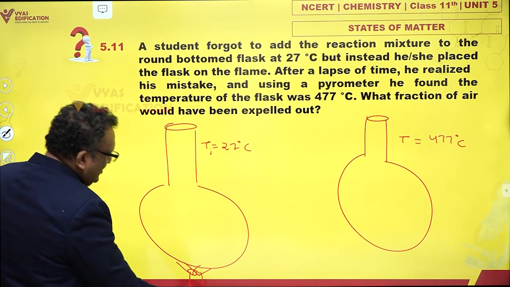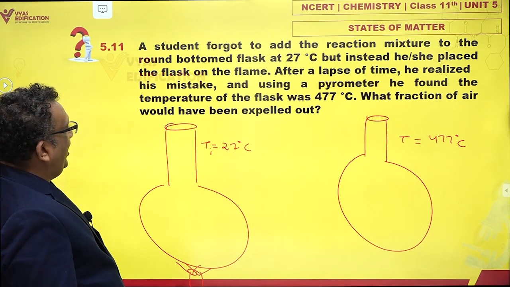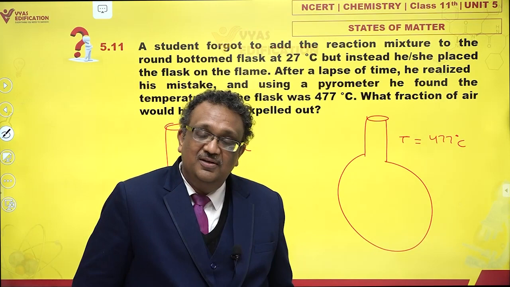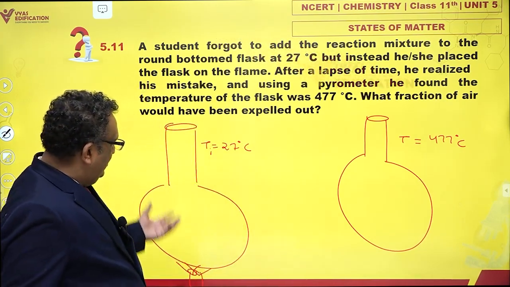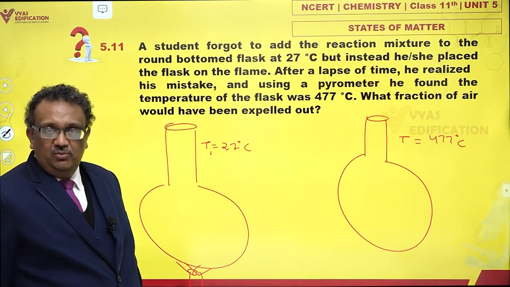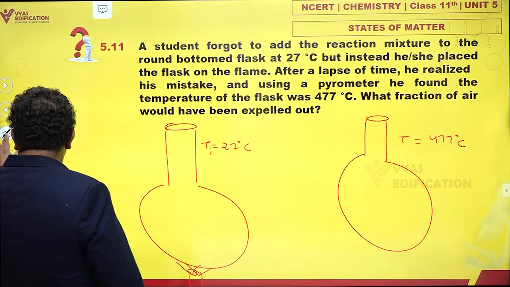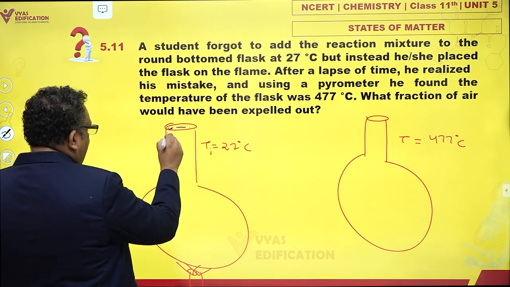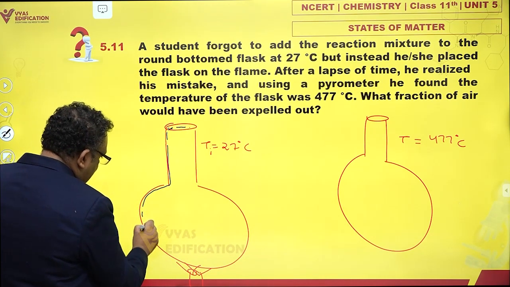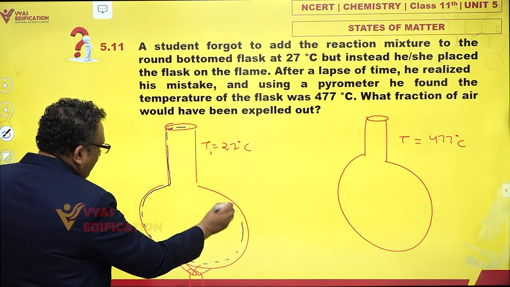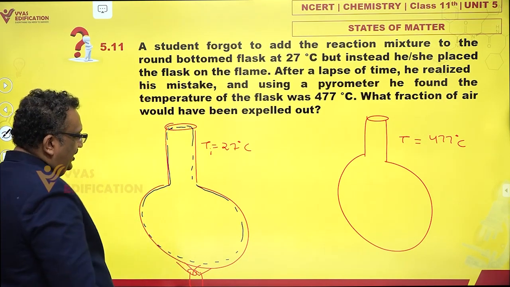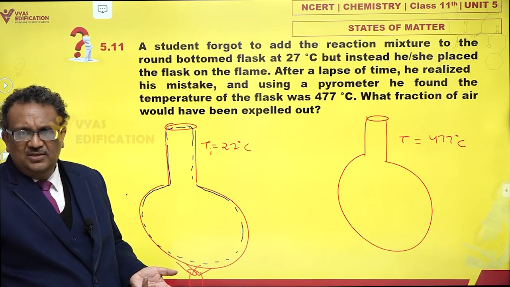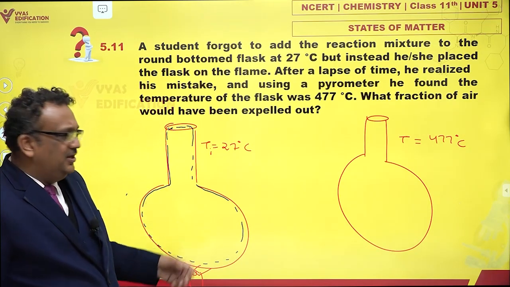There is some flame here, etc. What fraction of air would have been expelled out? Now, it is an open flask. So, as you heat it, air from it ejects out. Do you note what is the volume of air in the flask? How do I count that? I just imagine that this is the boundary, and whatever number of moles of air are contained in it, that is the air contained in the flask.